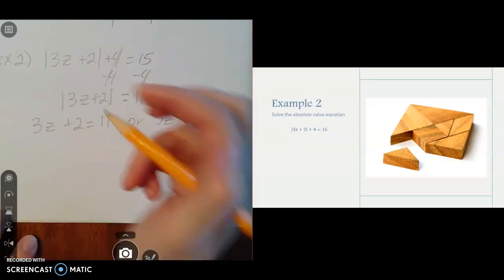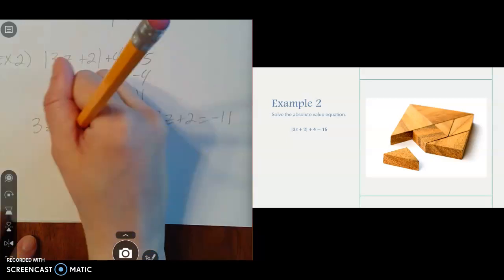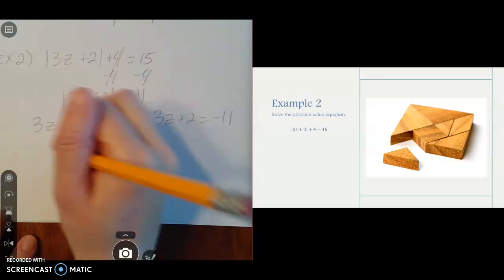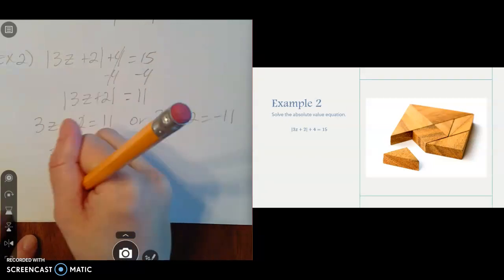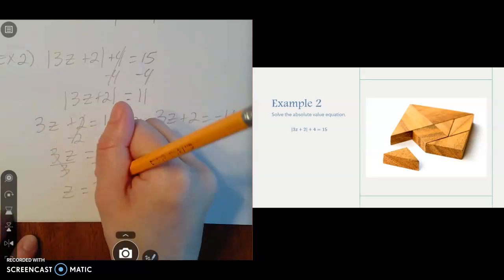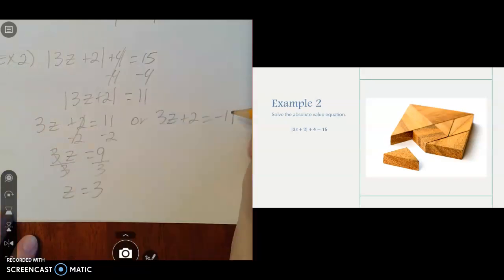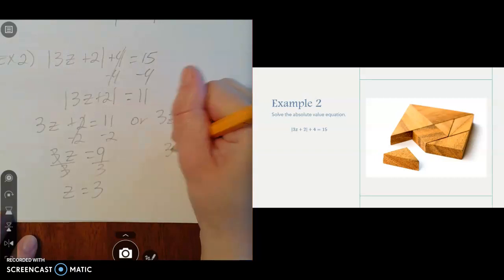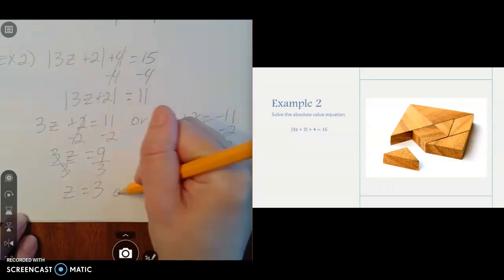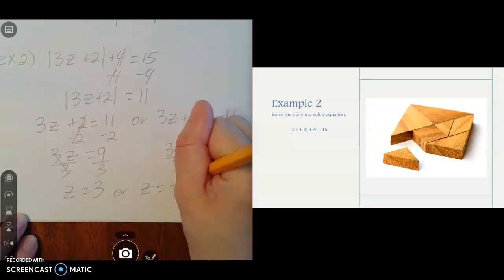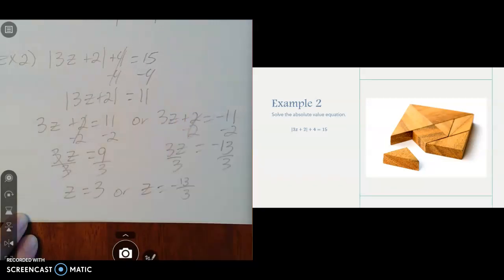So now that I have that absolute value by itself, I can split it apart. From here, we're just solving each equation pretty normally. I'll subtract 2 from both sides on this first one. So I get 3z equals 9, and I'll divide both sides by 3. So z equals 3. In the other equation, I'll subtract 2 from both sides. So now I have 3z equals negative 13. And I'll divide both sides by 3 to get that z could be 3, or z could be negative 13 thirds, or if you like mixed numbers, that's negative 4 1/3. So we get 2 different answers for this one.